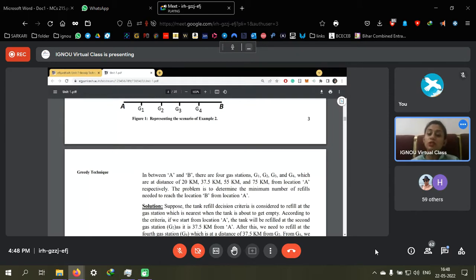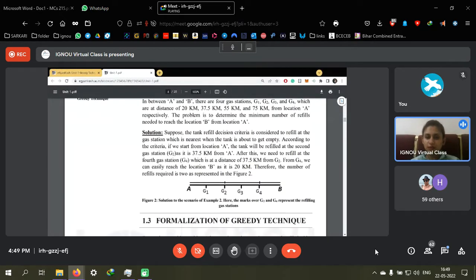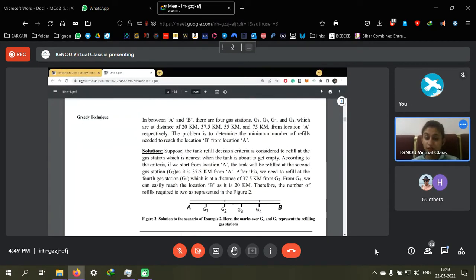The problem is to determine the minimum number of refills needed to reach location B from location A. Right? So here are so many gas stations, that means places where we can go and fill the tank. Suppose the tank refill decision criteria is to refill at the gas station which is nearest when the tank is about to get empty.